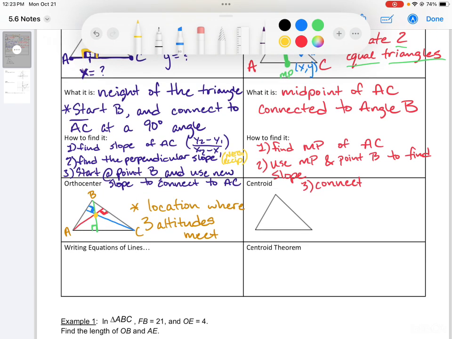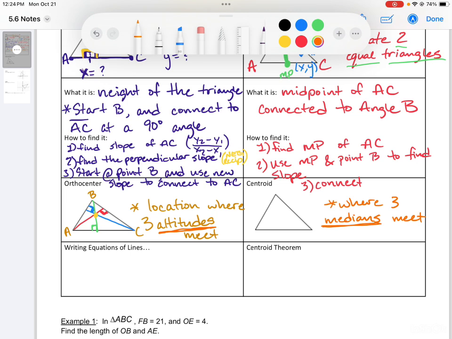My centroid is where 3 altitudes meet. So the orthocenter is where the 3 altitudes meet. The centroid is where the 3... Oh, I'm sorry, I made a mistake. I'm glad I proofread over that. Sorry. The centroid is where 3 medians meet. So 3 altitudes, 3 medians.